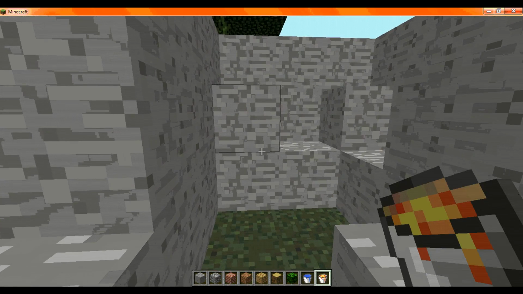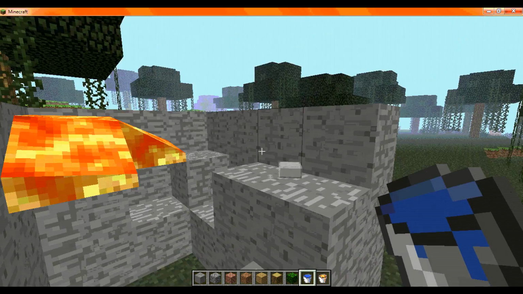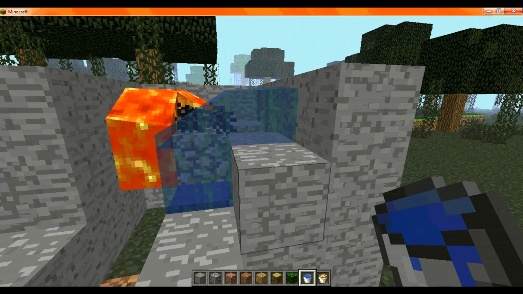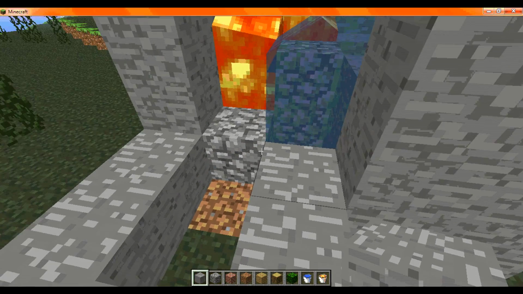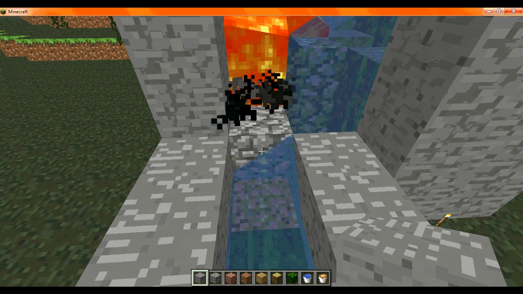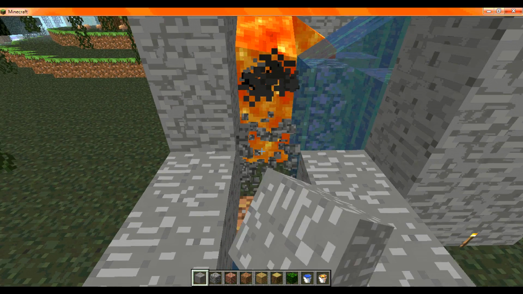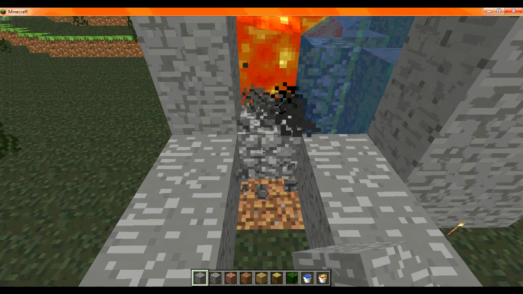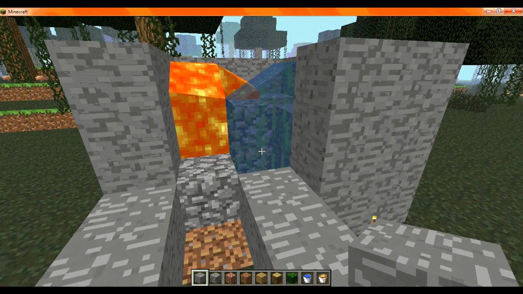Put the lava right here, switch to your water and put the water right there, and see the cobble spawns right there and the water flows into there, and then the cobble spawns again. You get the cobble and it spawns again, and then yeah, it basically just keeps repeating like that.